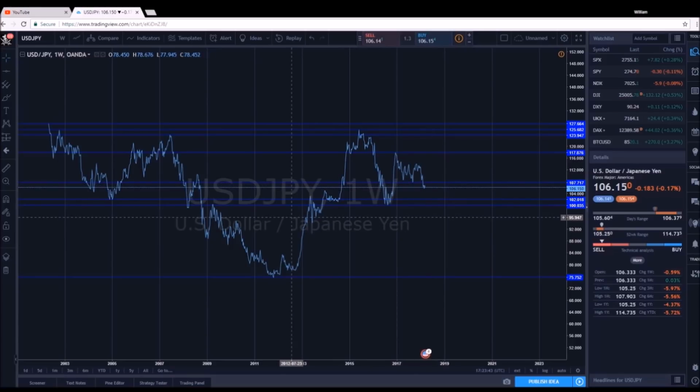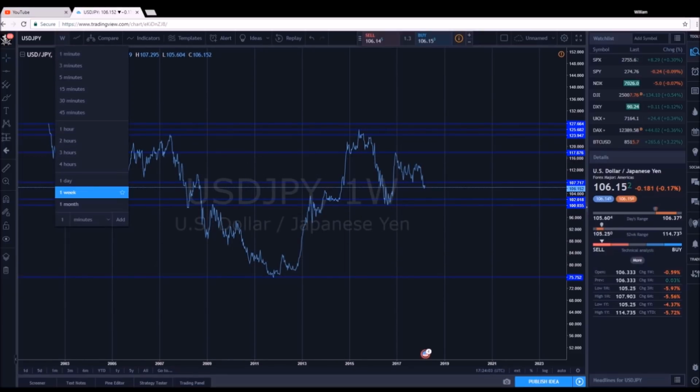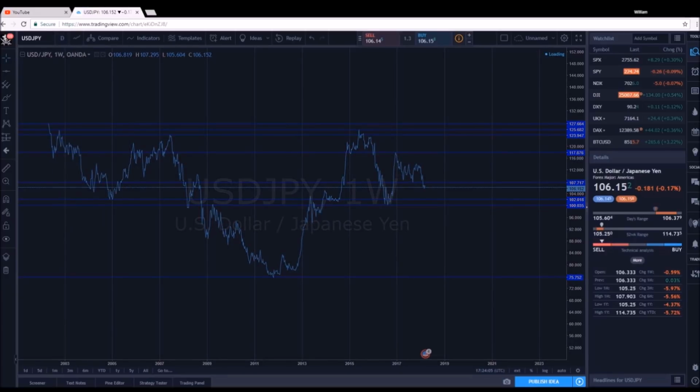We got a break of that zone. And that's something that I've been trading here recently, a lot of shorts. And what we can do is, now that we have all of our major support and resistance levels marked up on this weekly chart, I'll come down to the daily.